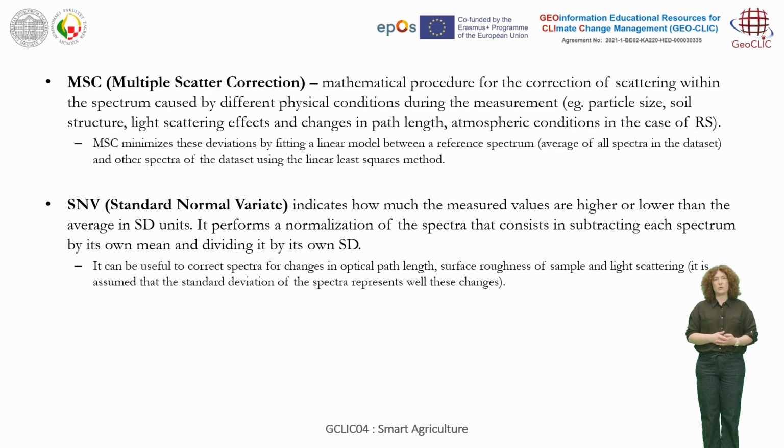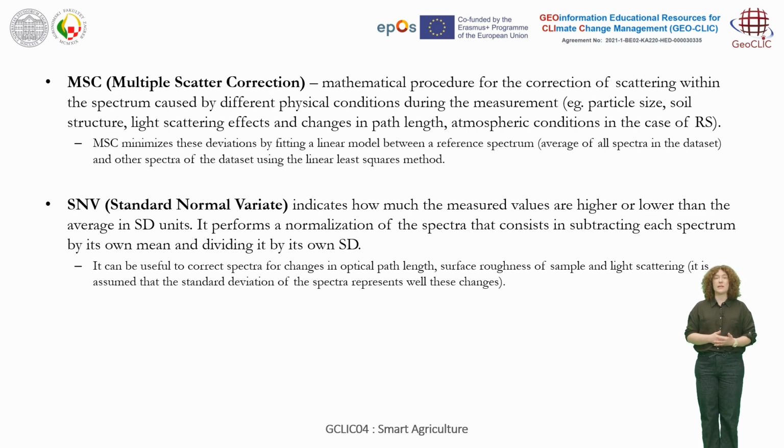Multiple scatter correction is a mathematical procedure for the correction of scattering within the spectrum caused by different physical conditions during the measurements: particle size, solid structure, light scattering effects, and atmospheric conditions if that is the case of remote sensing. MSC minimizes these deviations by fitting a linear model between a reference spectrum, which is the average of all spectra in the dataset, and the other spectra using a linear least squares method.